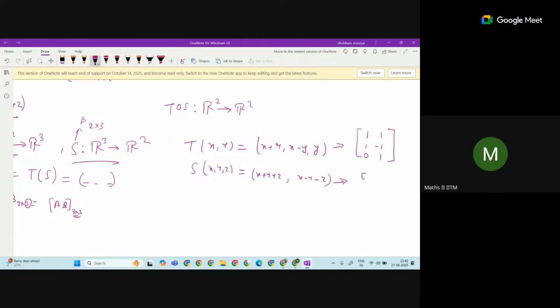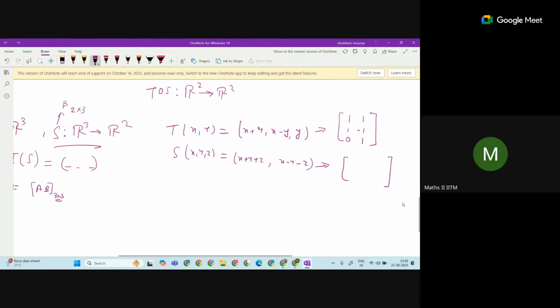What is going to be the matrix representation for this one? Can anyone tell quickly? 1 1 1, 1 minus 1, 1 minus 1. So row 1 is 1 1 1, then 1 minus 1 minus 1. Yeah, this is also easy. You know how we are getting it.